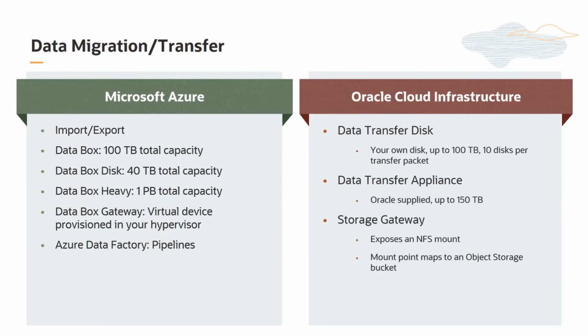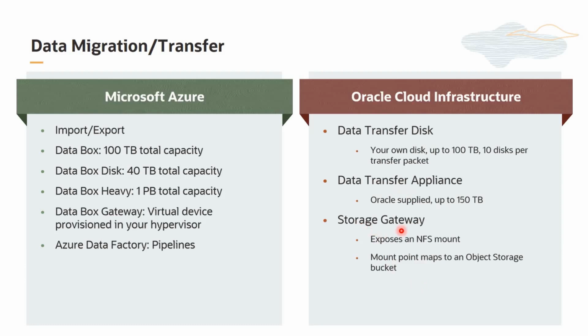Azure has import, export, and a Data Box family that includes Data Box Disk and Data Box Heavy, and you can see the total capacity information in the slide. You can also use the Azure Data Factory service to create a copy pipeline. Oracle offers offline data transfer solutions that let you migrate data to Oracle Cloud Infrastructure. And as you can see here, there are three options. The first is data transfer disk, then there is data transfer appliance, and then there is storage gateway.